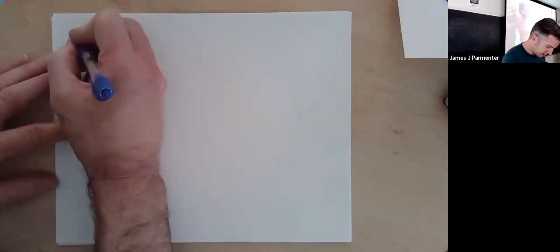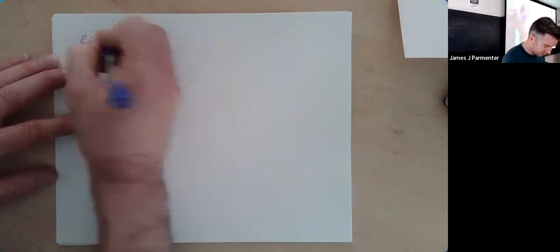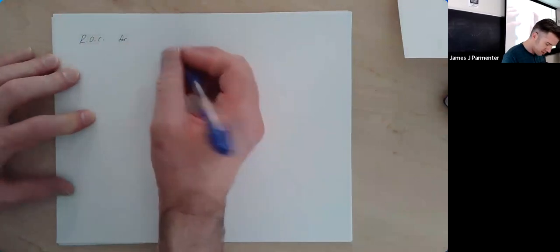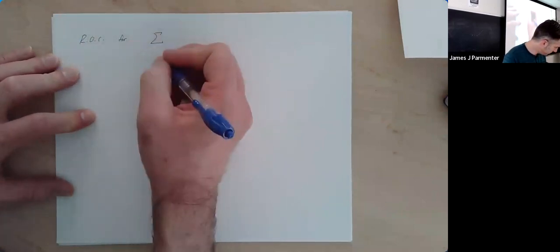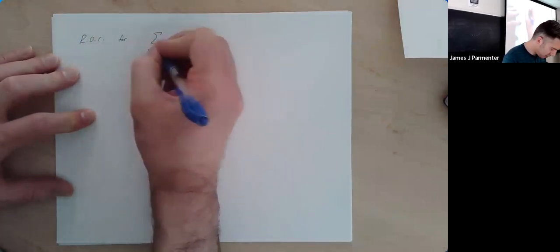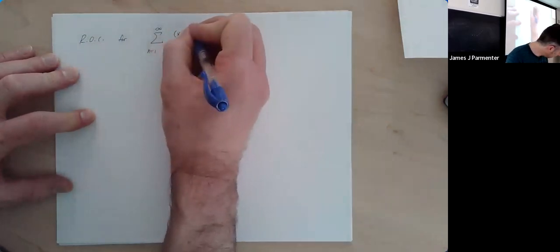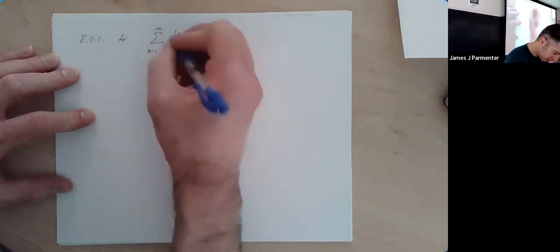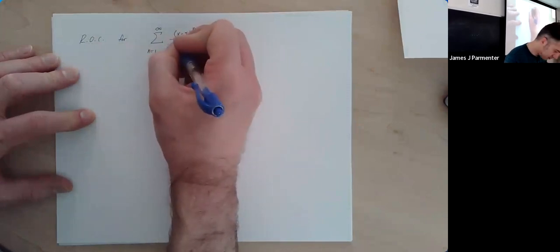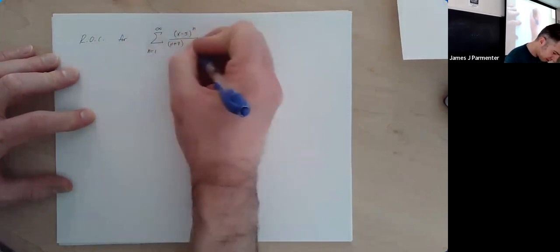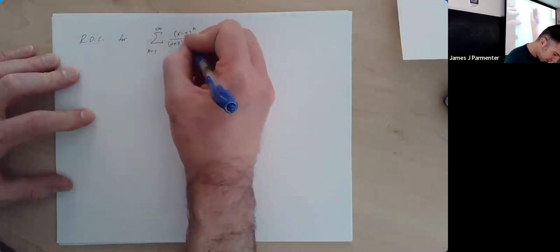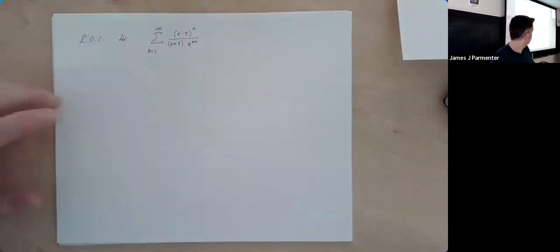So what is the radius of convergence for the sum from n equals 1 to infinity of (x minus 5) to the nth power over (n plus 7) times 4 to the n plus 1.